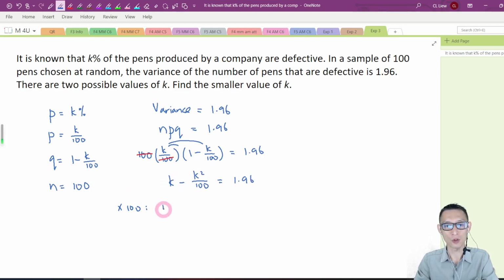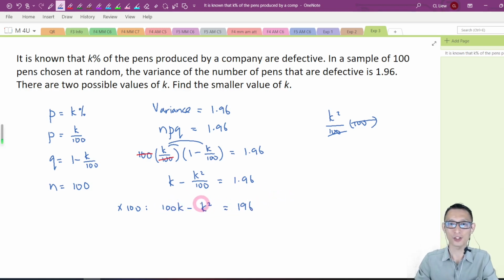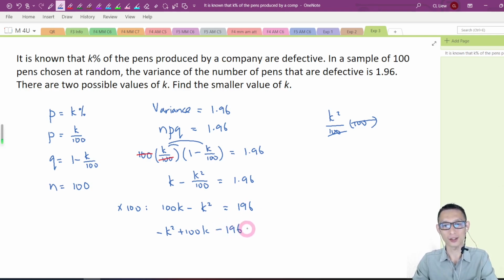So here will become 100K. Here will become K squared. Why? Because K squared over 100 times 100, you can simplify this way. Therefore, now we only have K squared over here. So this becomes 196. Okay, let me move all this to another side. Okay, I think I just keep here. Keep on the left hand side, but I rearrange it. Negative K squared plus 100K. This one I'm going to bring to the left hand side. Minus 196 is equal to 0.